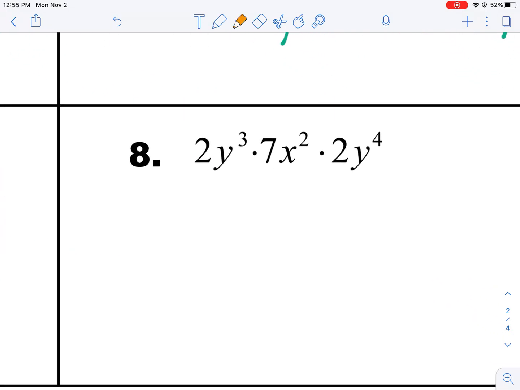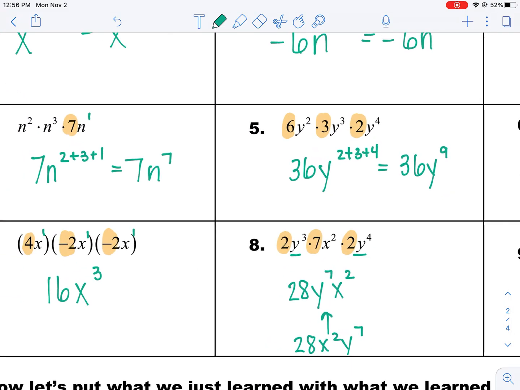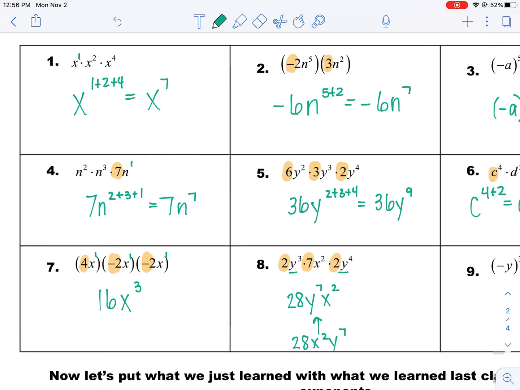In number 8, again, coefficients first. So 4 times 7, 28. Make sure you're only combining like bases, so the y's combine, 3 plus 4 gives you 7. The x tags on. Just a reminder, the order here doesn't matter. So if you wrote 28x squared, y to the 7th, your answer is also correct. And that applies to any of the previous examples if they had 2 variable bases in them.